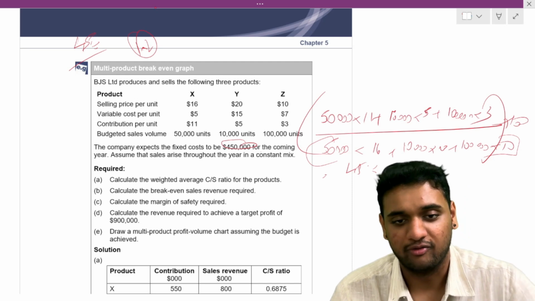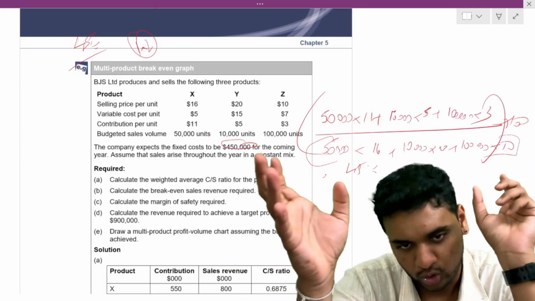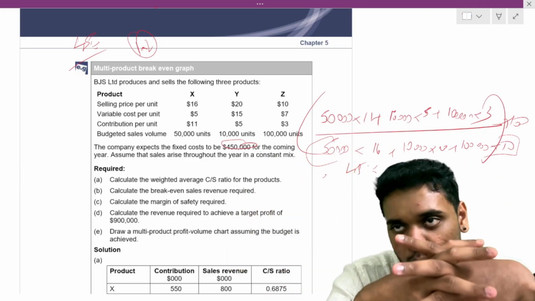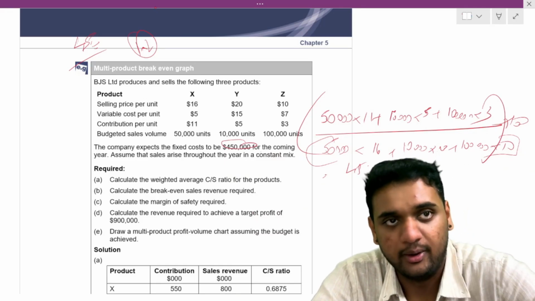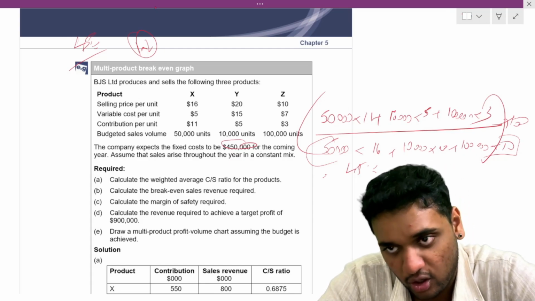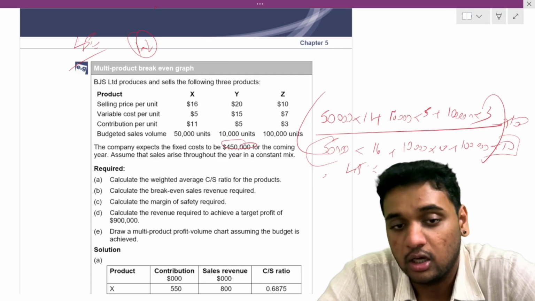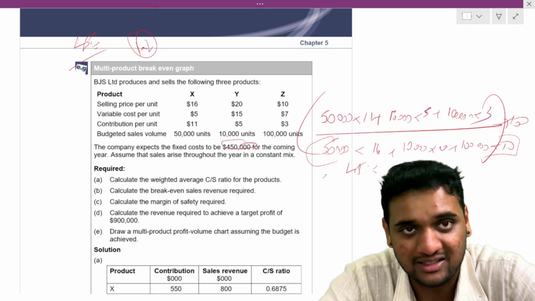Margin of safety, there are two ways you can find it. Total units minus break-even point units, or total sales minus break-even sales. Both are the same, that is 10 lakhs. 10 lakhs divided by 20 lakhs into 100 will give you the margin of safety percentage. Got it, all of you? Now, what is the revenue required to achieve a target profit of 9 lakhs?